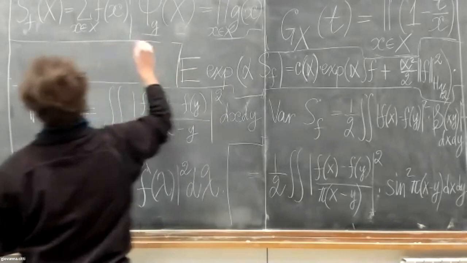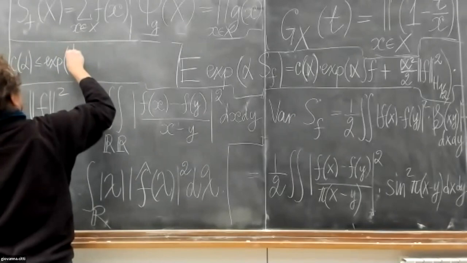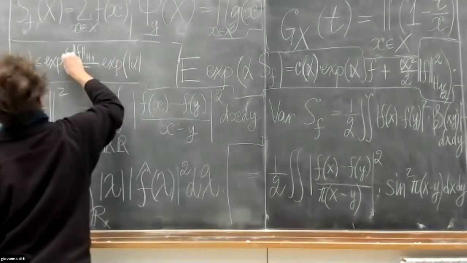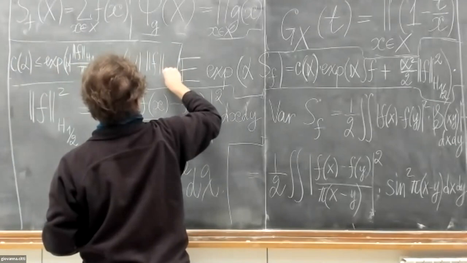C of alpha is less than exponential 1 over pi. But here there is alpha, 2 alpha, exponential. Does it make sense now?